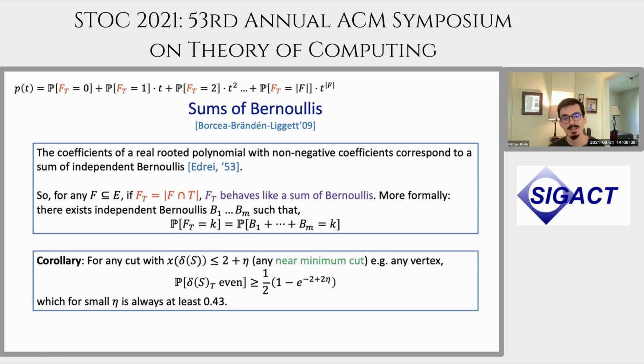Well, remember that the matching is only over the odd vertices of the tree. So this should give you some hope. Since vertices are near minimum cuts, this says that about half the vertices should be even, and so only about half the vertices need to be in the matching. So this should sound promising.